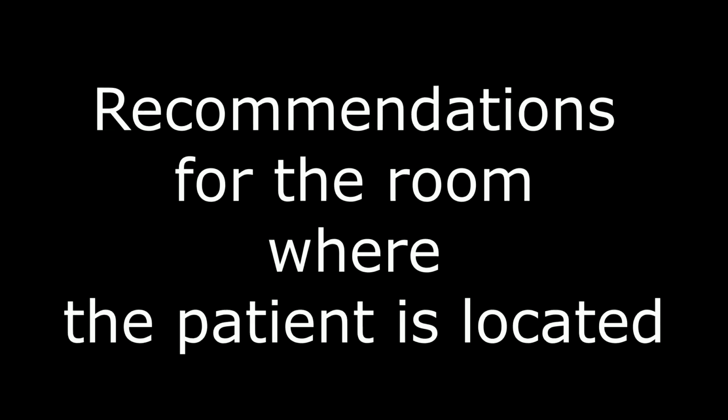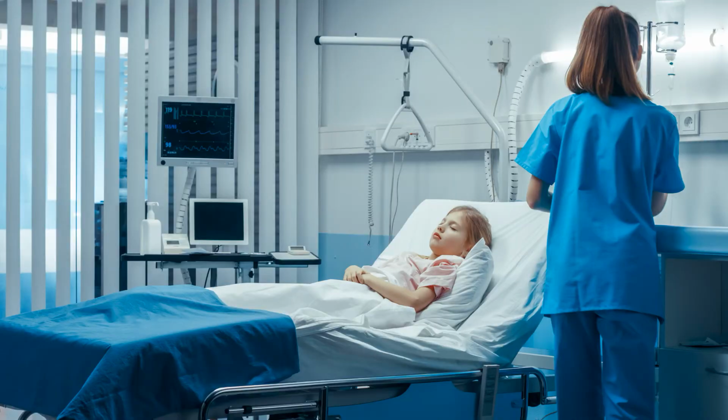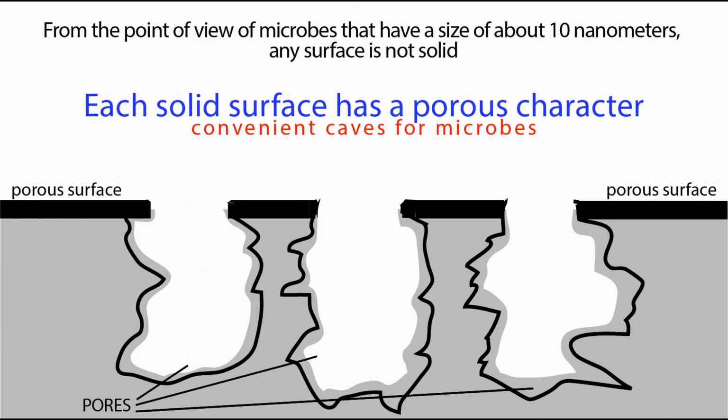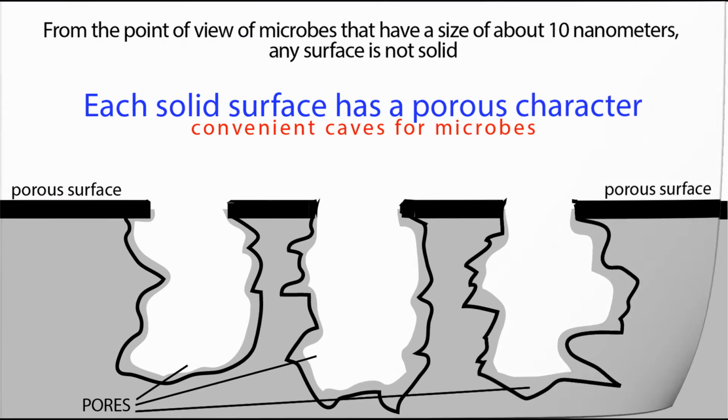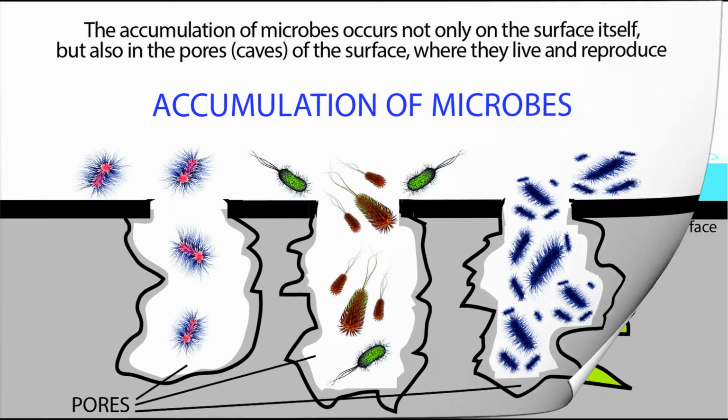Recommendations for the room where the patient is located. Each room of the hospital in which the patient is located consists of solid surfaces: floor, walls, door, windows, ceiling, furniture. Each solid surface has a porous character. Pathogenic microbes constantly live in these porous caves.